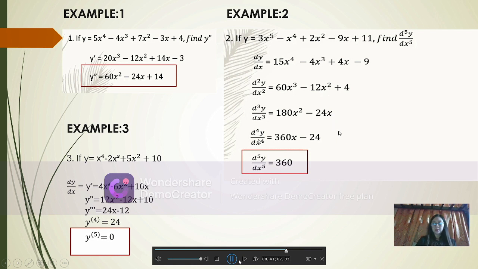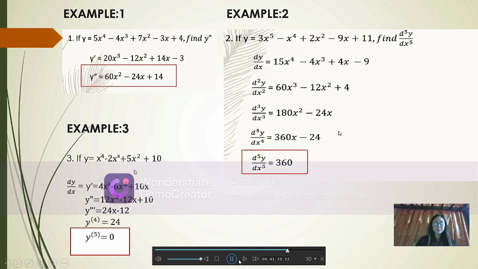So, the fourth derivative naman. So, 180 times 2 is equal to 360x. Magiging x na lang siya kasi invisible 1 yung isa. Kasi nabawas na dito yung isa sa exponent natin. O minus 24. So, the fifth derivative or the answer is 360.